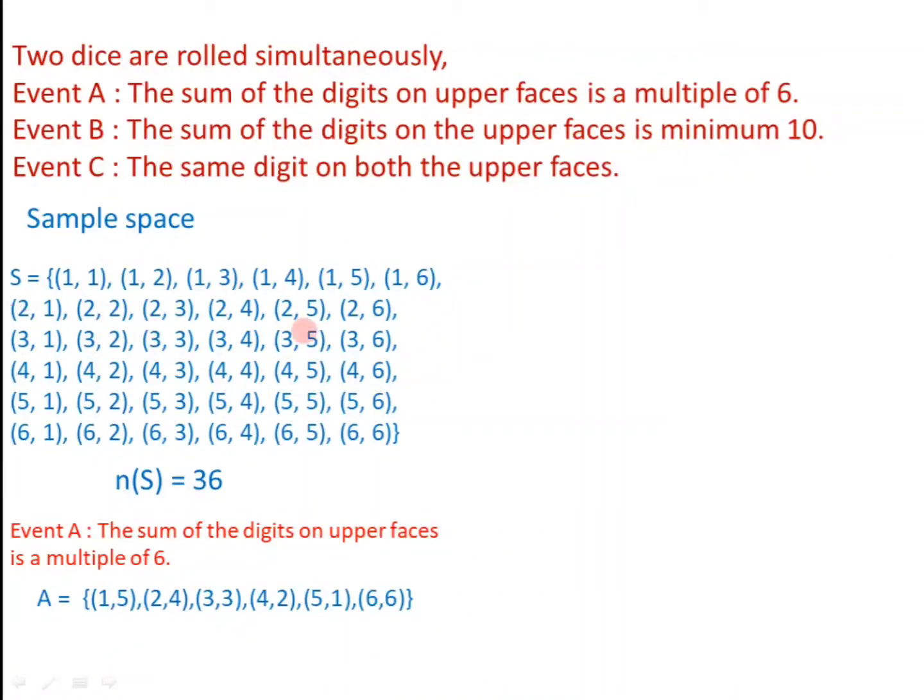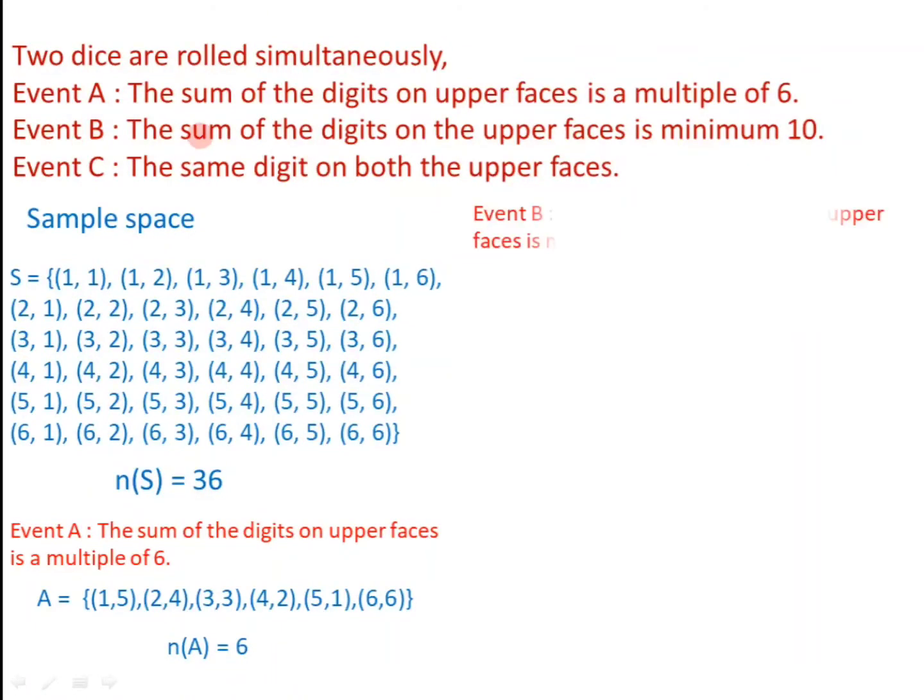Then if we observe the second row, from this we can get only 2, 4, because the sum of 2 and 4 is 6, which is a multiple of 6. So this is the second sample point. In the third row we can get 3, 3. Then in the fourth one we can get 4, 2. Then we have 5, 1. And in the last row we have 6, 6, because 6 plus 6, that's 12, and 12 is a multiple of 6. So these 6 elements are there which satisfy the given condition. That's why here n of A, that is number of sample points in set A, is 6.